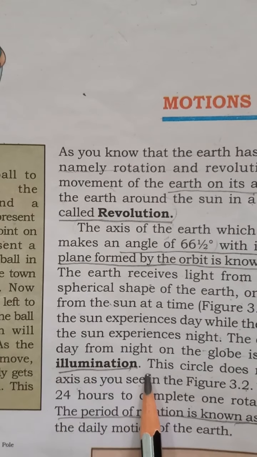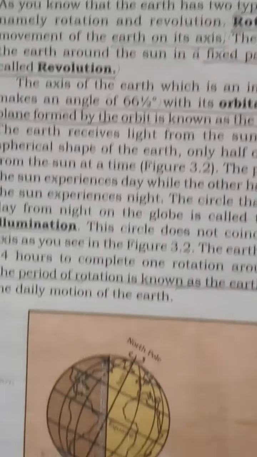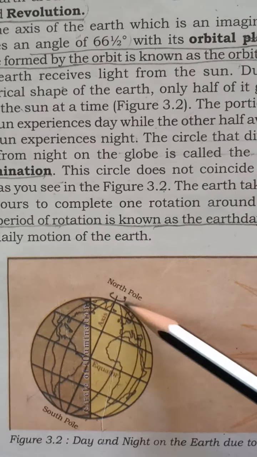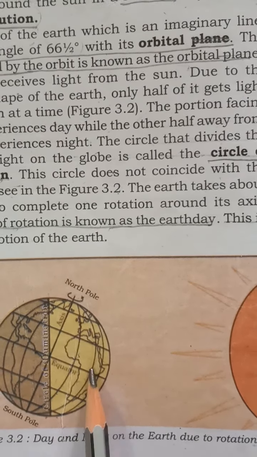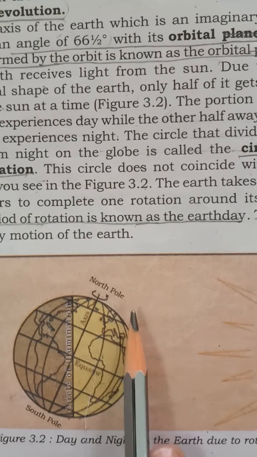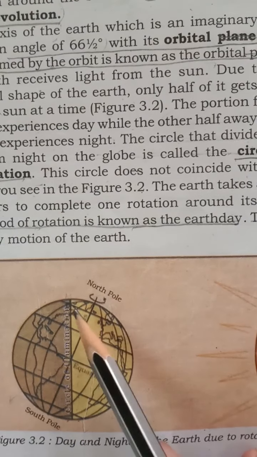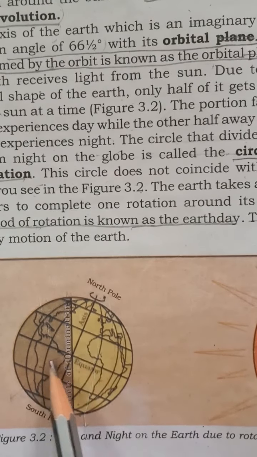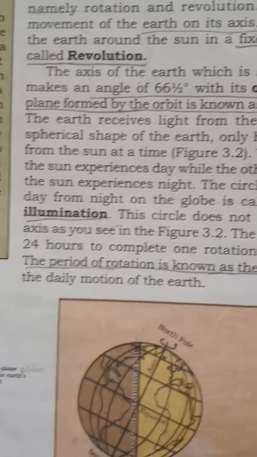The circle that divides the earth into day and night is called the circle of illumination. See the diagram. This is the circle of illumination. This part of the earth is facing the sun, right? So this part is having daytime. And the other half is in the darkness because it is away from the sun. Any spherical object, at one glance you can see only the half. The other half you have to turn it. So this line is dividing the earth into day and night. This is called the circle of illumination. Illumination means to light up. Okay?